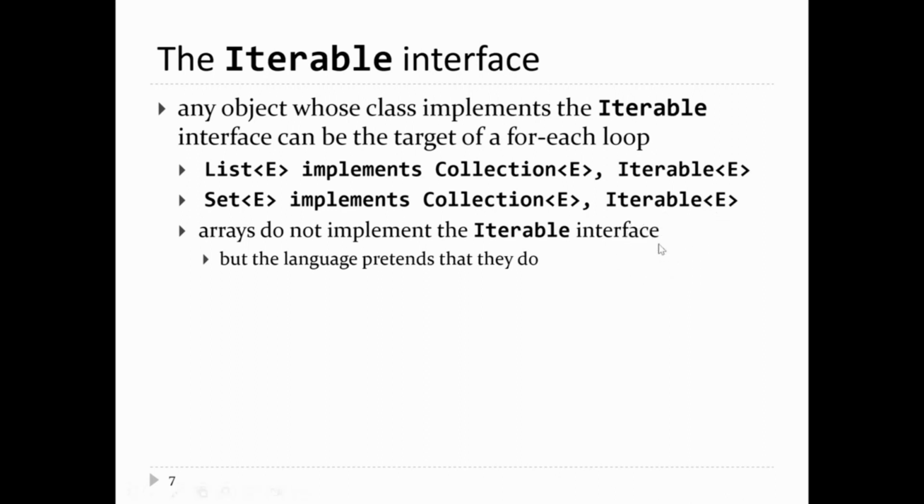Now you know that you can write a for each loop with an array, but it turns out arrays don't actually implement iterable. The language only pretends that it does. In other words, the compiler has to do something special when you write a for each loop over an array. It doesn't actually work the same way as iterating over a list or set.